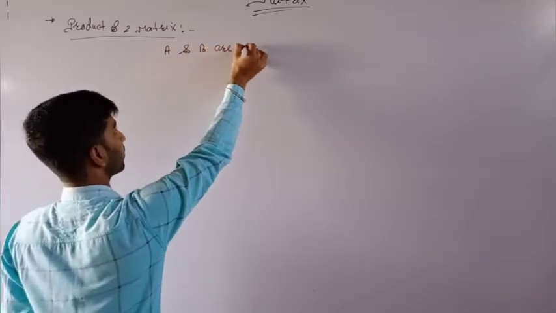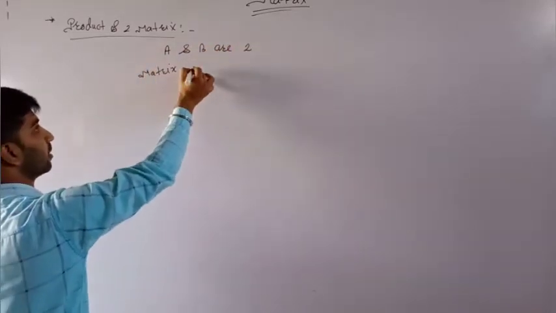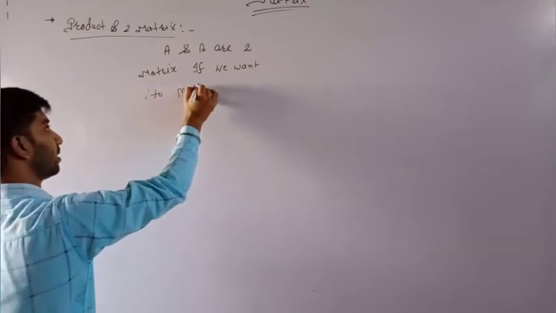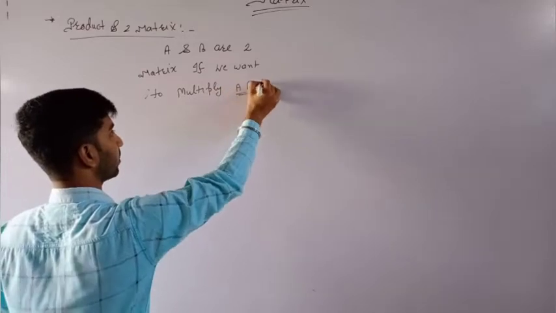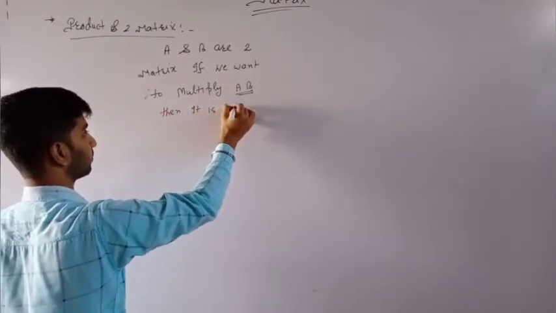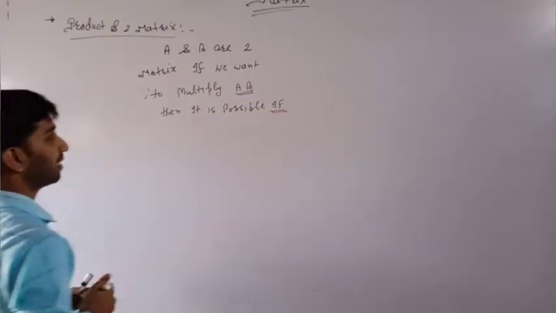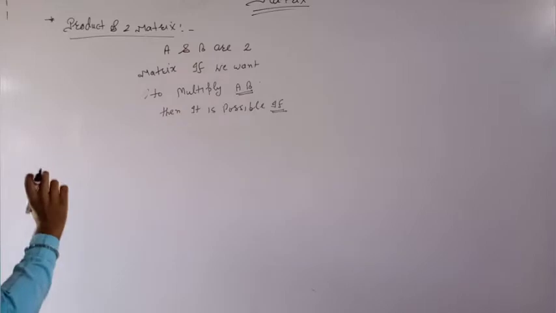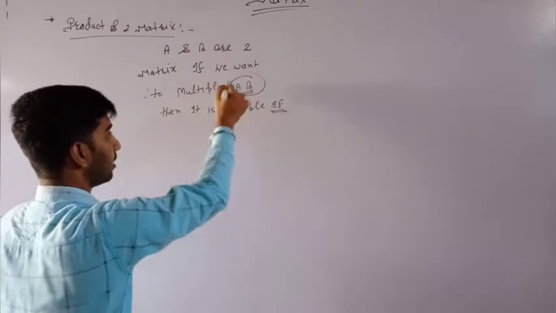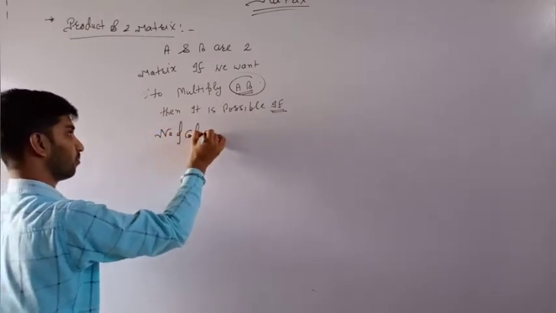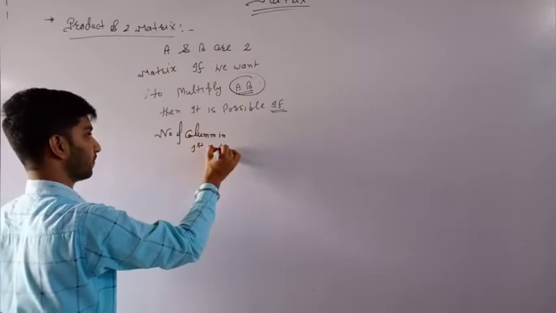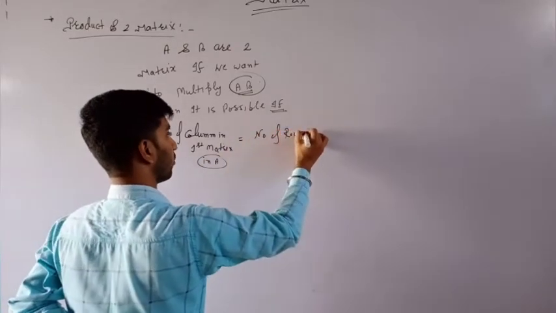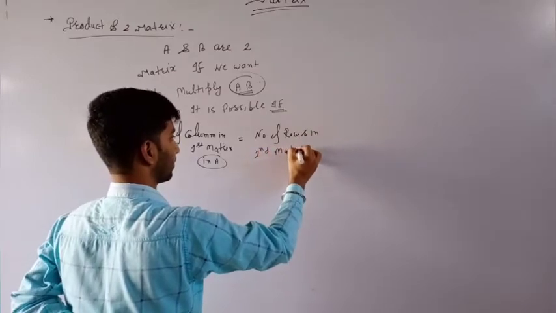A and B are two matrices. If we want to multiply AB, then it is possible if... the main condition is: if we want the product of two matrices, it is possible if the number of columns in the first matrix, meaning in AB in A, is equal to the number of rows in the second matrix, meaning in B.